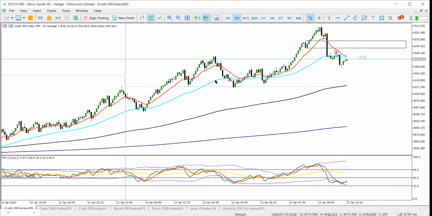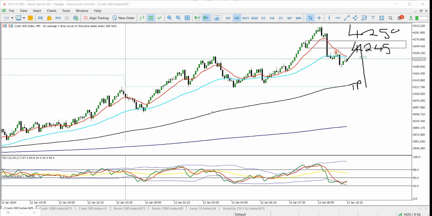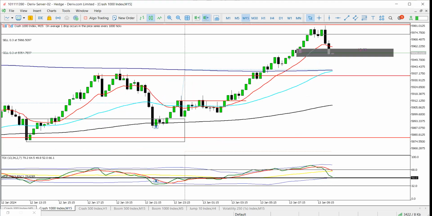If they can come around 42.50, also from 42.45 to 42.50, that's point of interest for sells. So we can get something like this, and this is my current TP there. So that's it for C3.